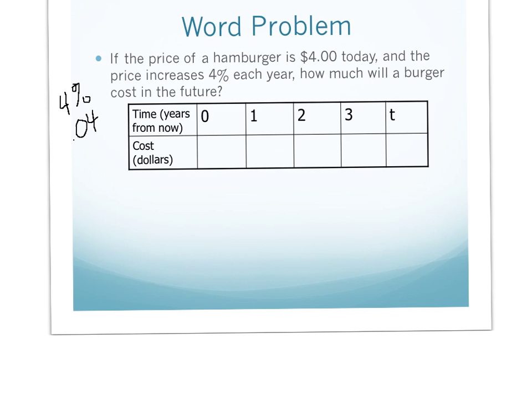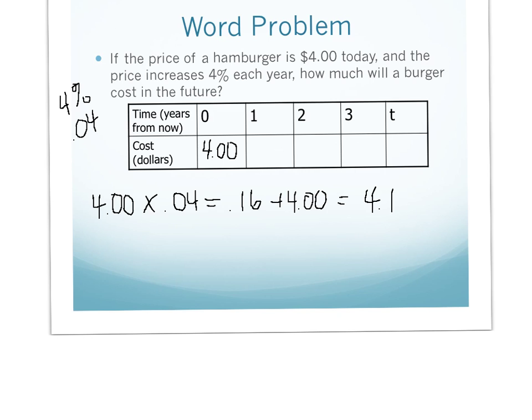That's going to be pretty important. So if you look at our table where it says 0 years from now, that's technically today, so we can put in $4. Now we need to figure out what the burger is going to cost in a year. Well, we would take the original price of $4 and multiply that by our rate of increase, which is 0.04. When I do that, I end up with 0.16. In money, that's obviously 16 cents. So if we add back our $4, the original price, our price at the end of a year is going to be $4.16.